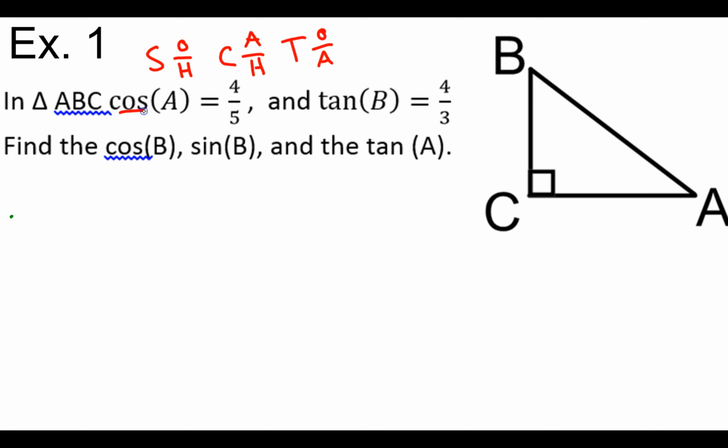So cosine being adjacent over hypotenuse, what that tells us is that 4 has to be adjacent to angle A, and 5 has to be the hypotenuse. So if we come over to our triangle here, ABC, looking at angle A, 4 has to be adjacent to A. That means it has to be next to it. So 4 would have to be there. And 5 has to be the hypotenuse, the longest side, the side opposite of that right angle. So that needs to be 5.